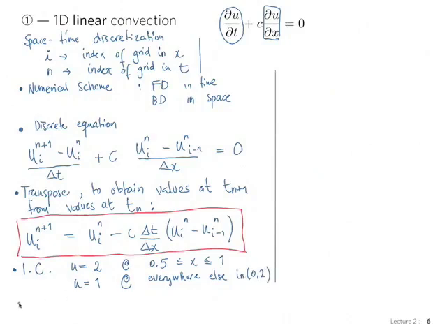And we also need a boundary condition. The boundary condition is going to be u is equal to 0 at the edges of this domain, which is x equal 0 and 2. So basically this initial condition is what we call a square wave.